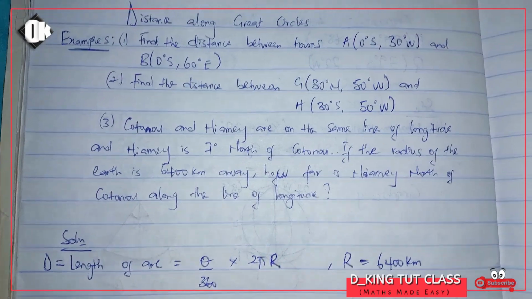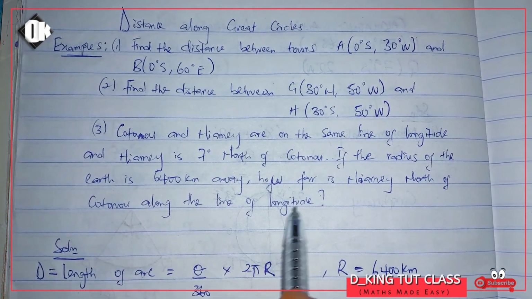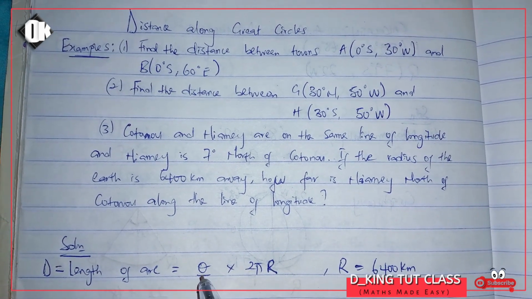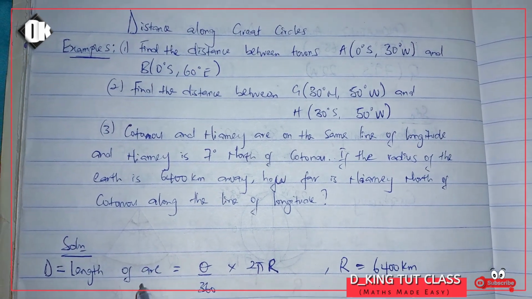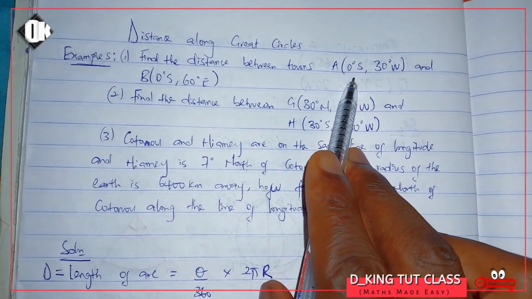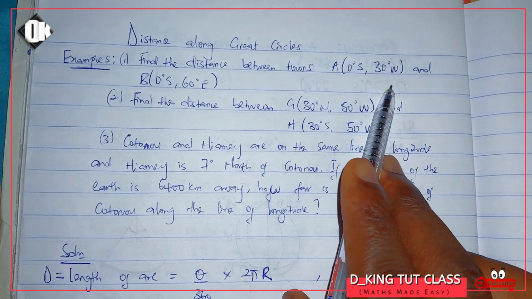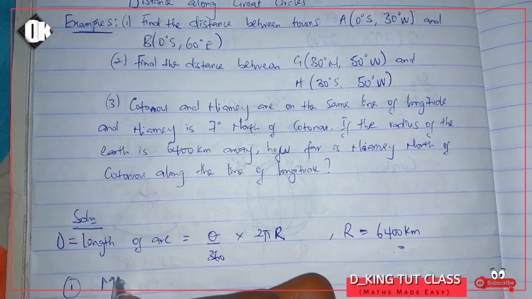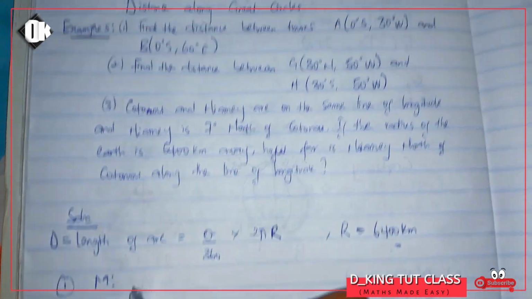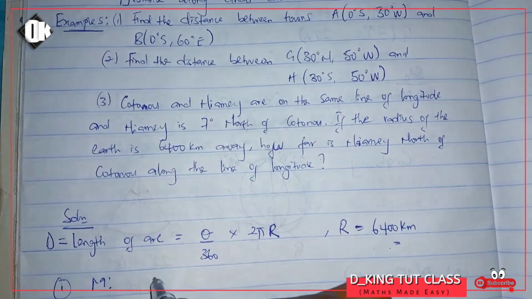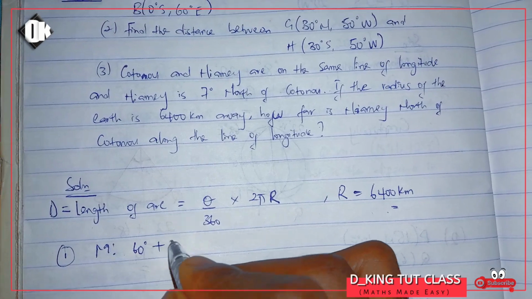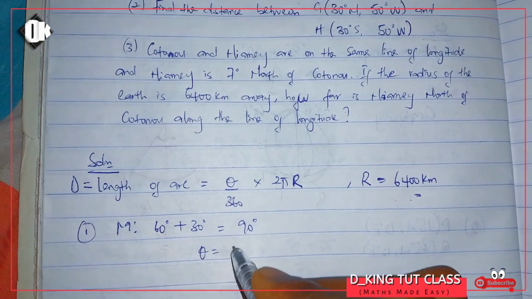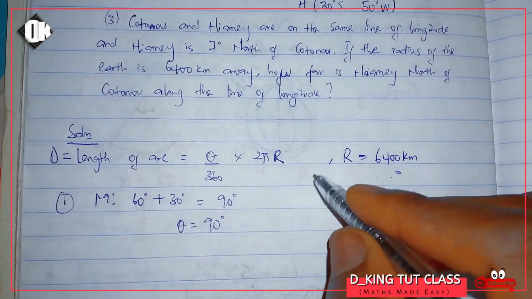Number one, I'm giving this as this. The best you can do here is to either draw the diagram or just solve straight up. You can see from here I have 0 degrees south and 30 degrees west, 0 degrees south and 60 degrees east. Mathematically, I'm going to have 60 plus 30 degrees, which is my theta, and that's 90 degrees. So my theta here is 90 degrees.